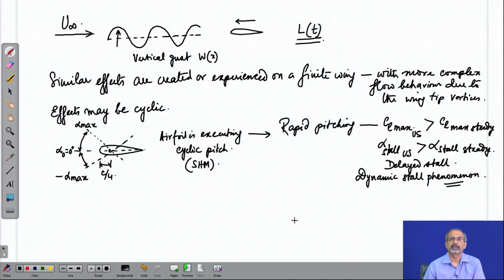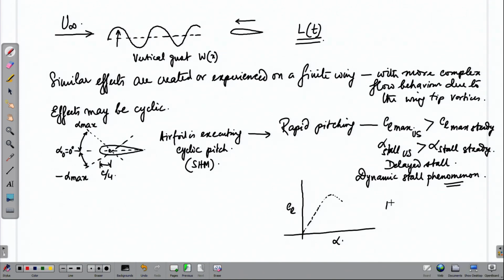Which is different from the static stall. So, let us say that the steady characteristics of the airfoil is like this, where of course, you can understand that this is no longer potential flow, but actual viscous flow that we see in the real world, thereby we see separation. So, let us say this is for the steady case.